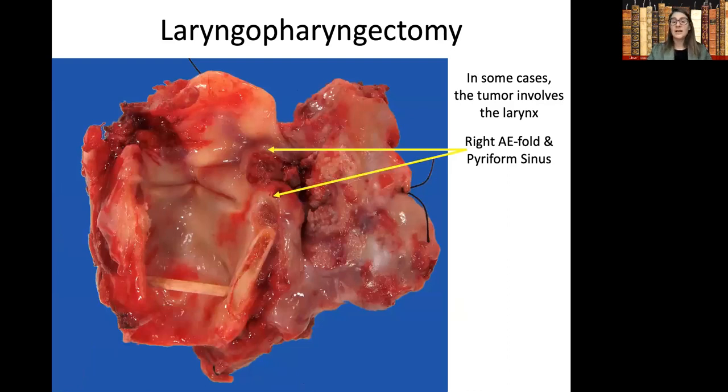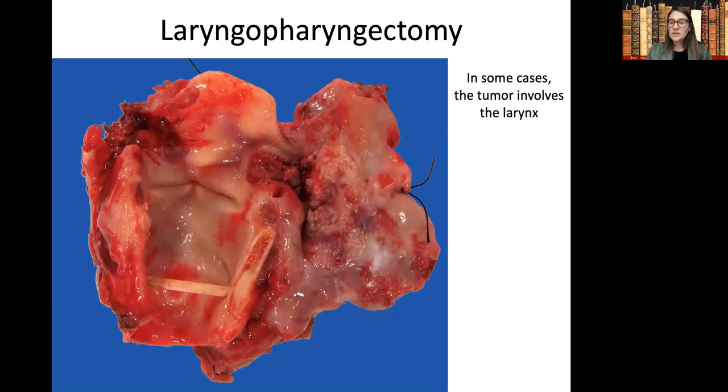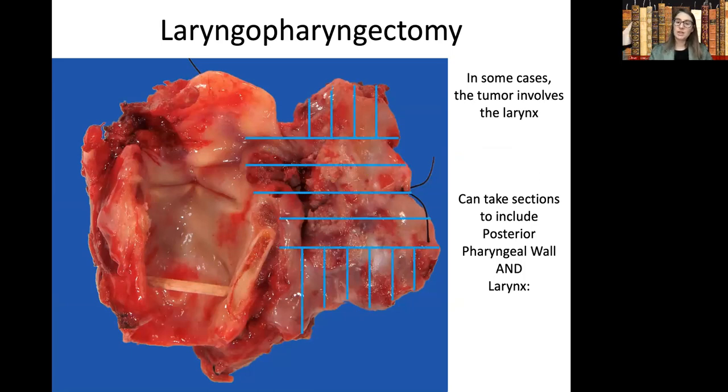In some cases, however, the posterior pharyngeal wall tumors do sort of creep onto the larynx, as in this case, it's sort of spilling up onto the right aryepiglottic fold involving the piriform sinus on the right side. So in this case, you may want to take your sections differently. You may want to actually take sections that include both that posterior pharyngeal wall and that involved portion of the larynx in order to determine if there is invasion into the cords, into the thyroid or cricoid cartilages, because again, that will be important for staging, but your margins can still be taken as those perpendicular sections.